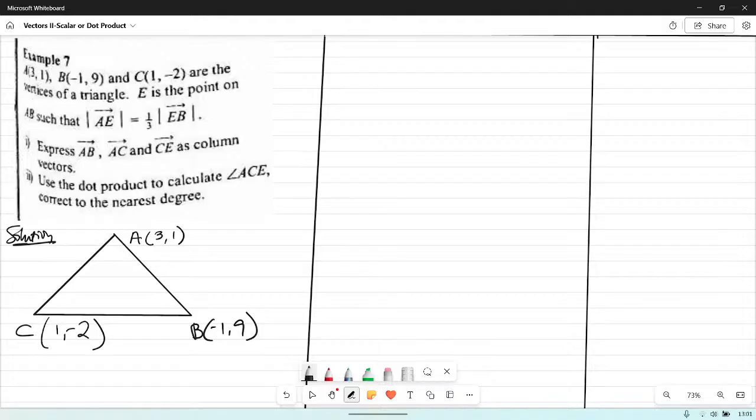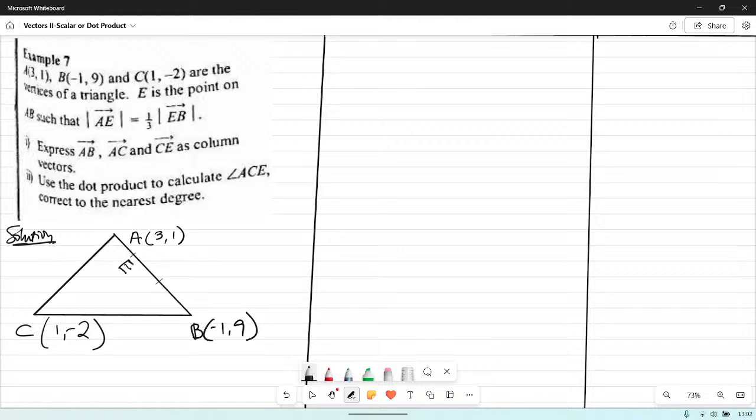So it says that E is a point on AB such that A to E is one third of E to B, right? It's like a ratio. So A to E is one third. So we move three from here to here will be E. You understand? Or three times AE will give you EB. So that's it. So we have one third, one third, one third.